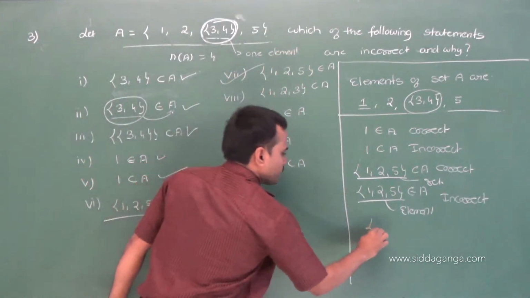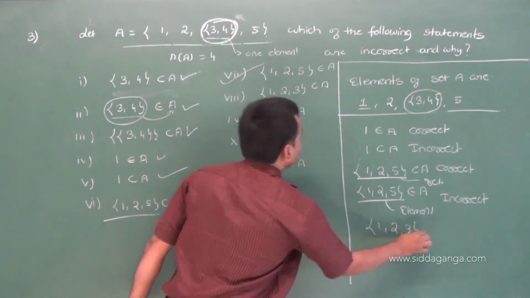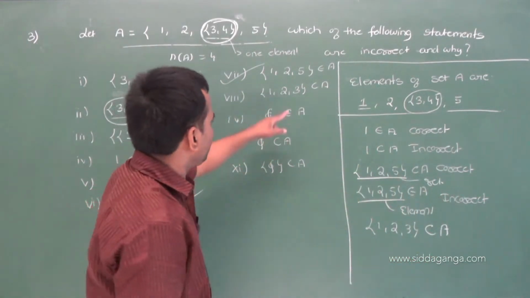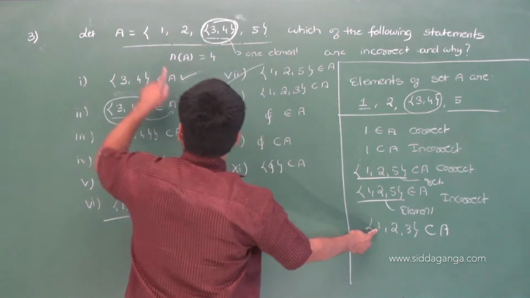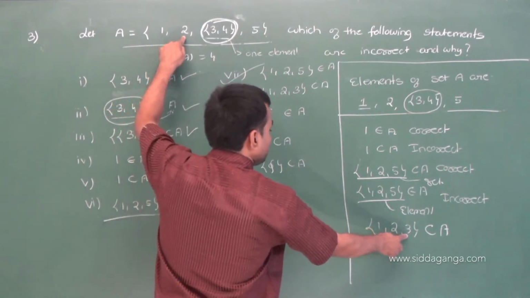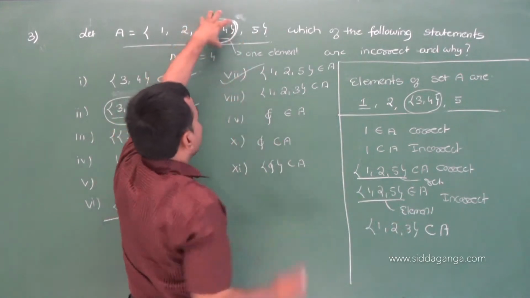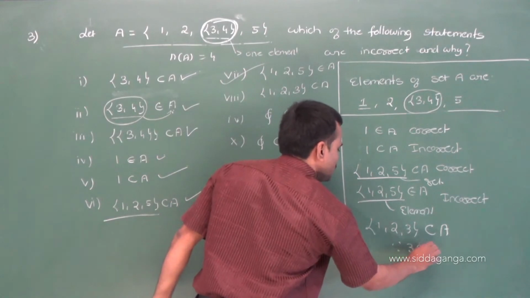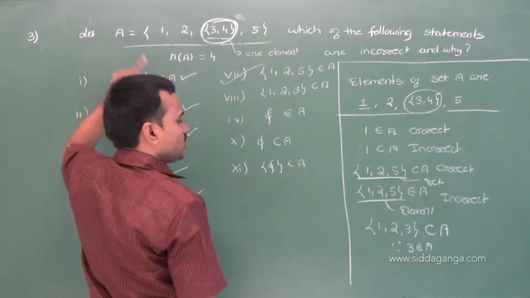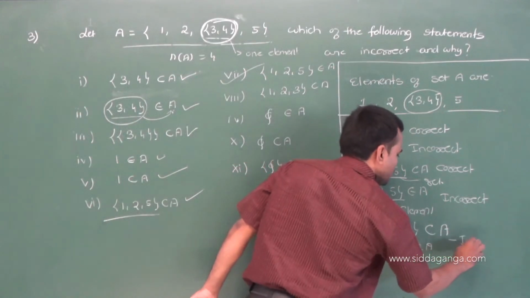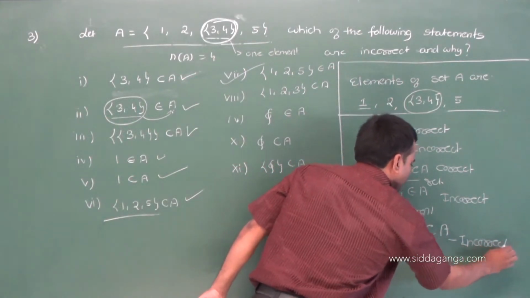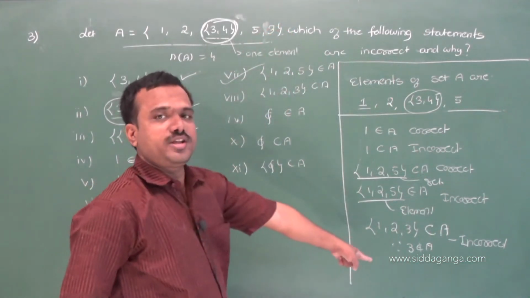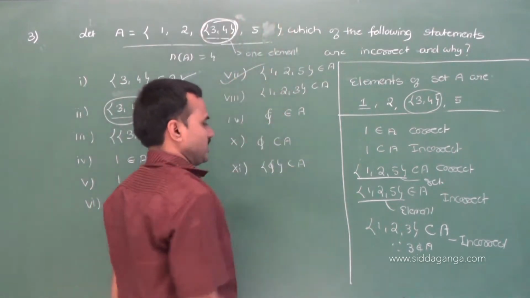1, 2, 3. Subset of A. So it means the set contains elements present here. 1 is present, 2 is present, but 3 is not present. 3, 4 is one element O. Since 3 does not belong to A, that's why it is what? Incorrect. If 3 belongs to A, if instead of one more if I write 3, then only it is correct. Okay? Then only it is correct.